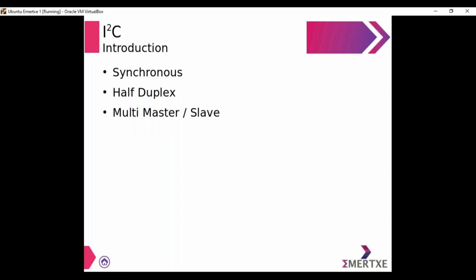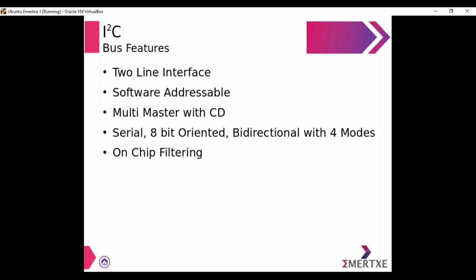It's a synchronous half duplex protocol. And the special feature of I2C is multi-master, multi-slave, which is why we make use of I2C more than SPI. Even though SPI is 20 times faster than I2C, people still prefer I2C because of the feature of multi-master, multi-slave. Then we started learning things with respect to the bus features in the I2C protocol.